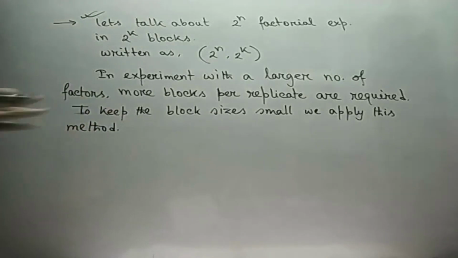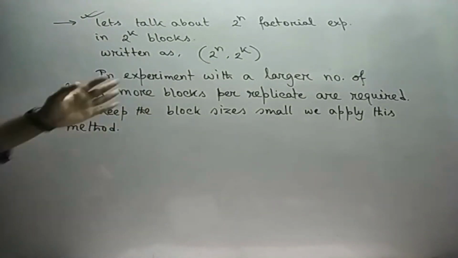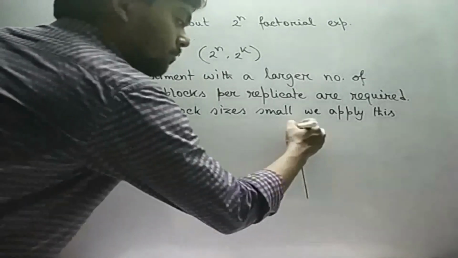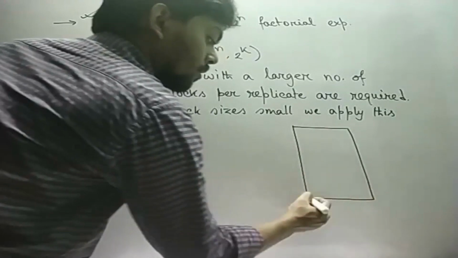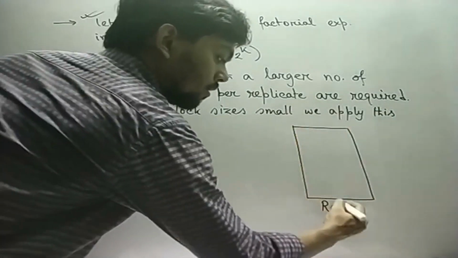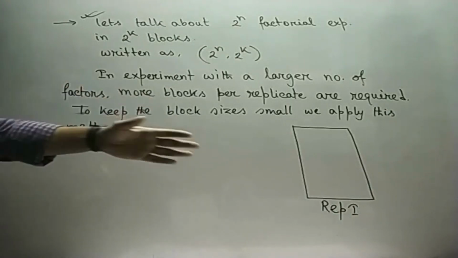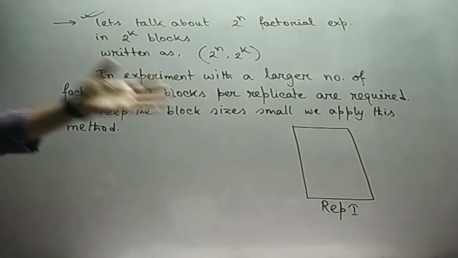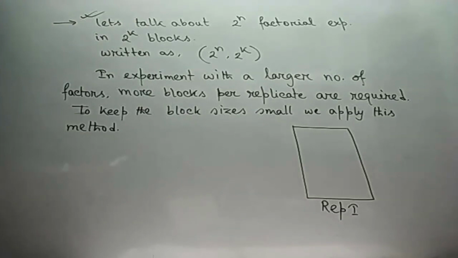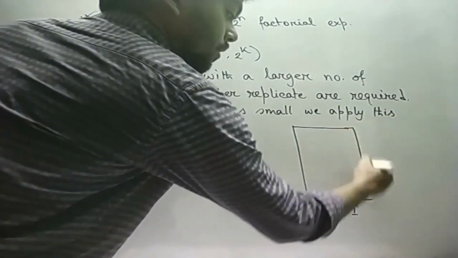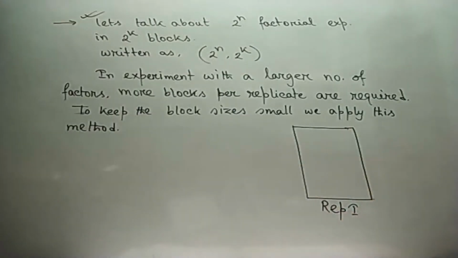Now if you don't know the concept of replicate and block, I'm just drawing a diagram. So let's say this is my replicate 1. Replicate, or you can say repetition. In statistics or in design of experiment, we call a repetition a replicate. So this is my replicate 1.